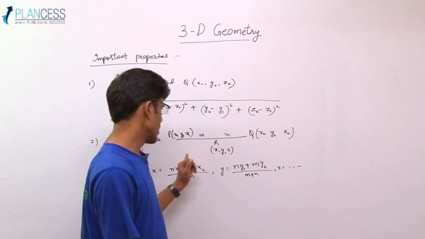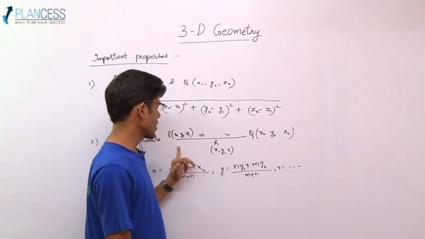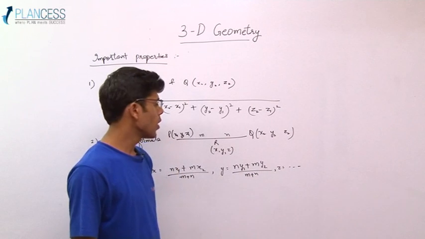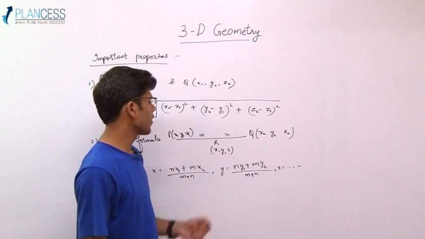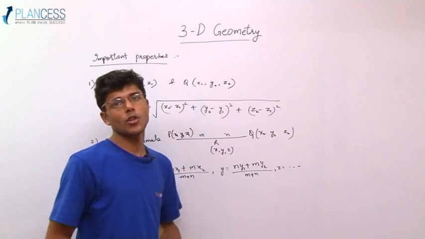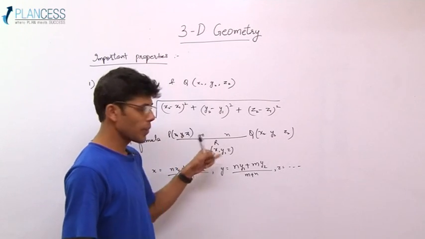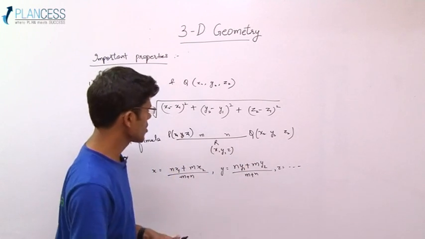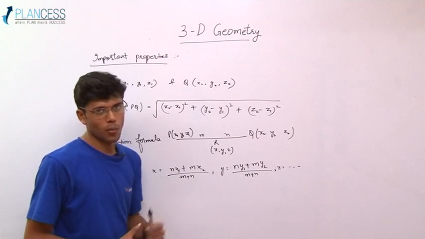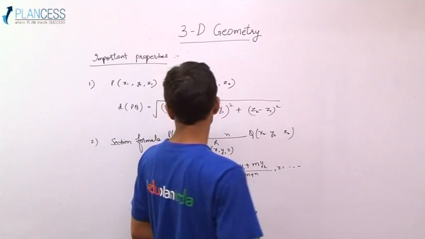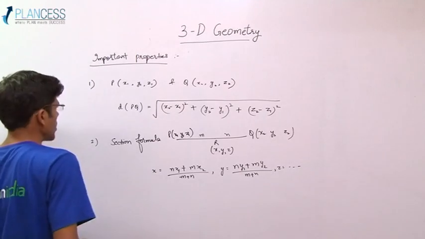I'll once again repeat. Say we have two points P and Q with coordinates x1, y1, z1 and x2, y2, z2. Then a point R divides the line joining P and Q in the ratio m:n, m from the P side and n from the Q side. Then the coordinates of the point R are given by this formula. These are very important formulas.